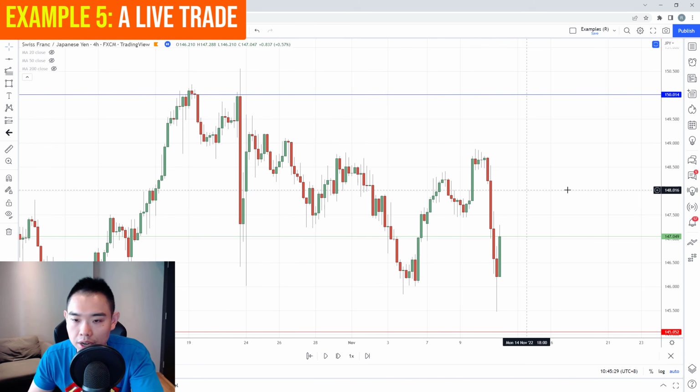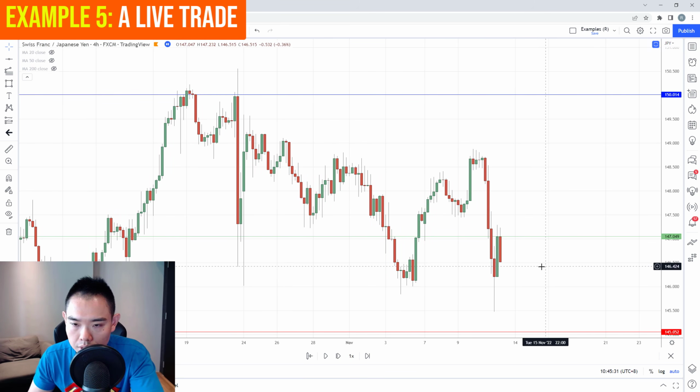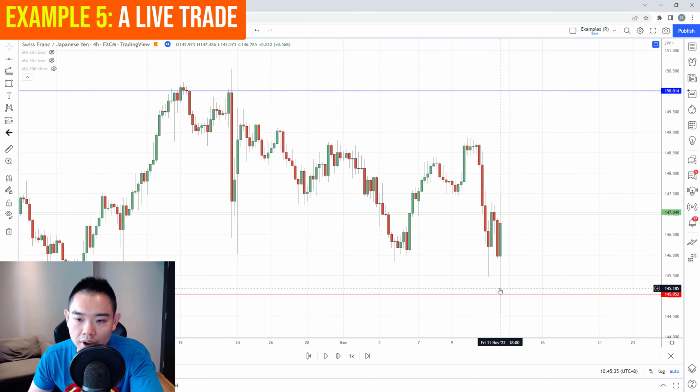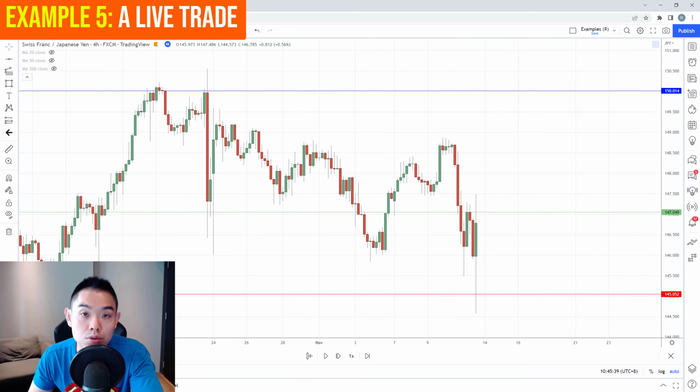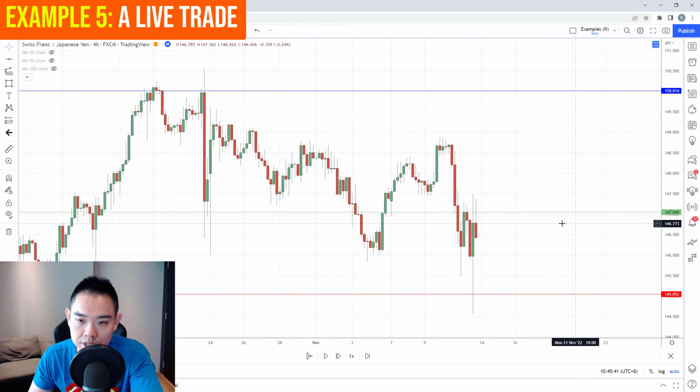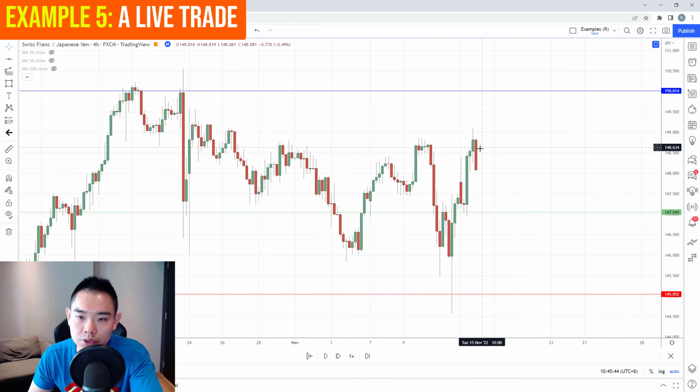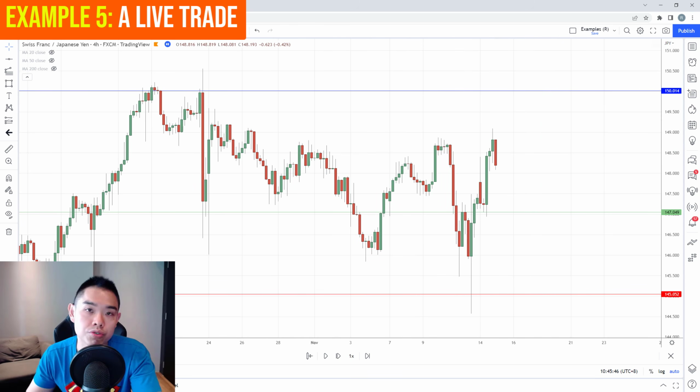On the 4-hour time frame was my entry, and you can see that the market reversed against me on the next candle, and then relatively quickly hit my stop loss, and then closed back up higher. So this is actually a losing trade for me. And as you can see, the market did eventually continue higher, but I was already stopped out of the trade.